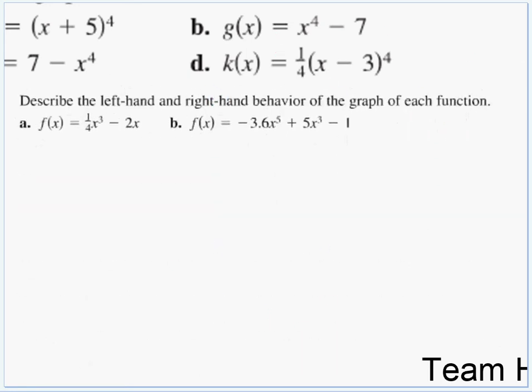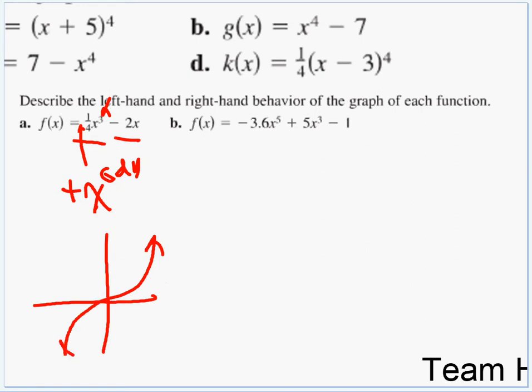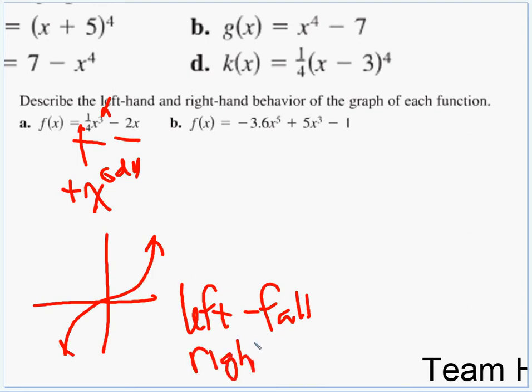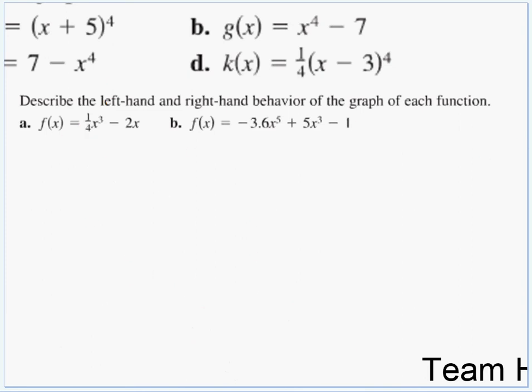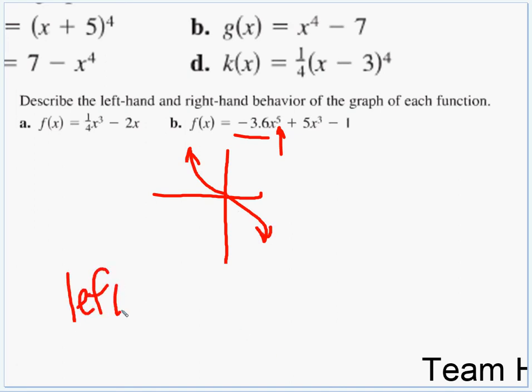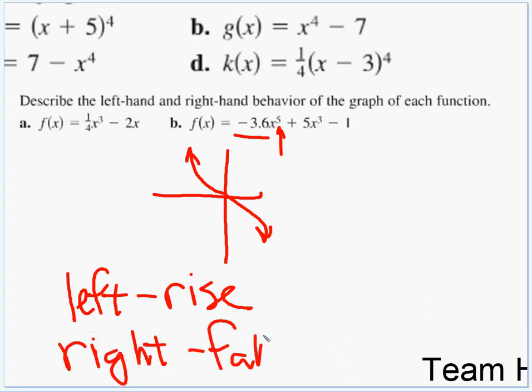Here we're just describing. So highest power, x to the third. Leading coefficient is positive. Positive x to the odd means we are going to rise to the right and fall to the left. Left, fall, right, graph will rise. Letter B, negative x to the odd. So x to the odd, and if it's negative, we're going to go up to the left, down to the right. So left, the graph will rise. To the right, the graph will fall.